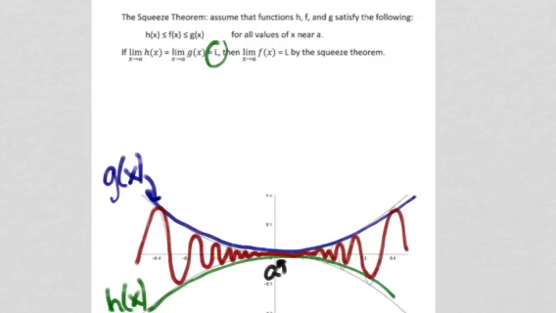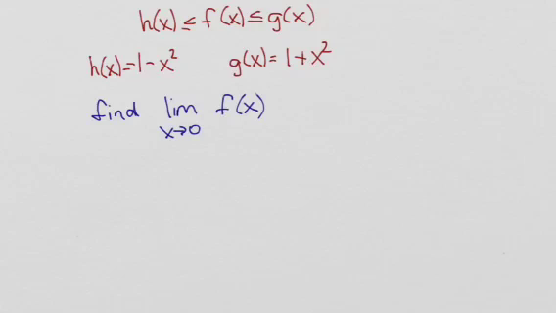All right, so again, this is called the squeeze theorem. You've got two graphs that are squeezing in another one in between them. And at a certain spot, if those two graphs are equal, then the third one that's squeezed in between them is also equal. All right, let's try an example.